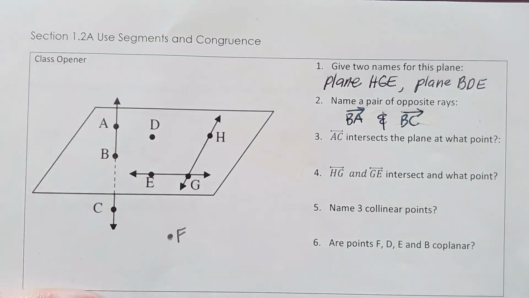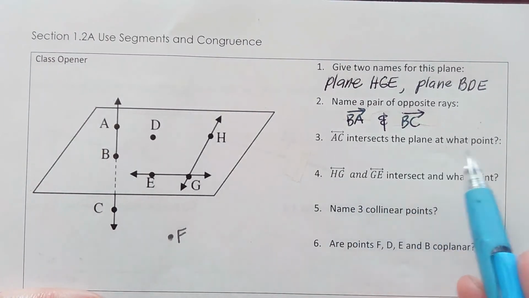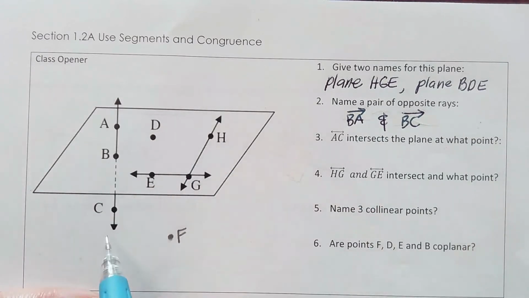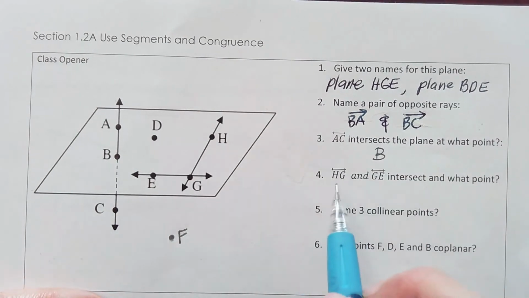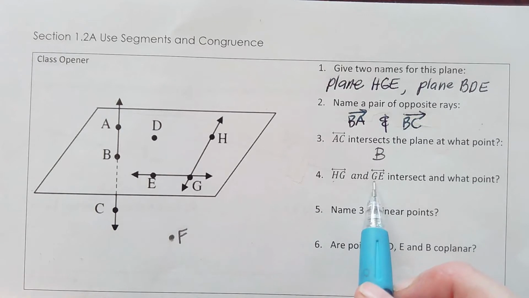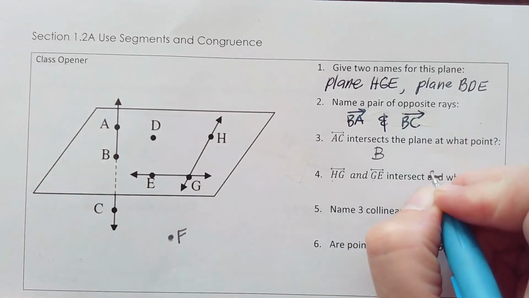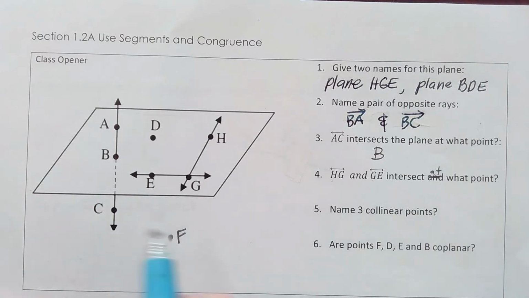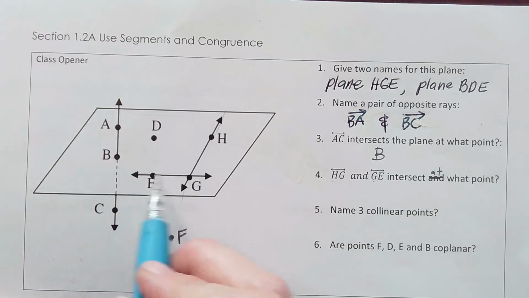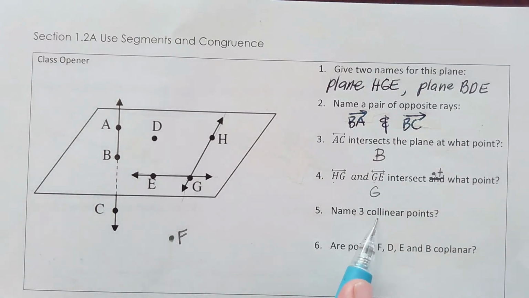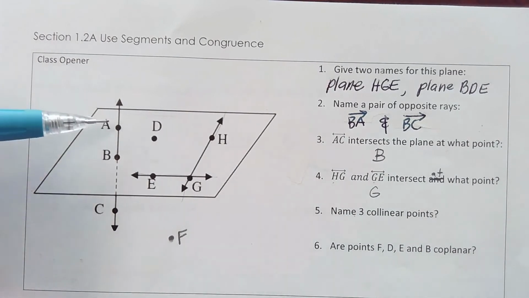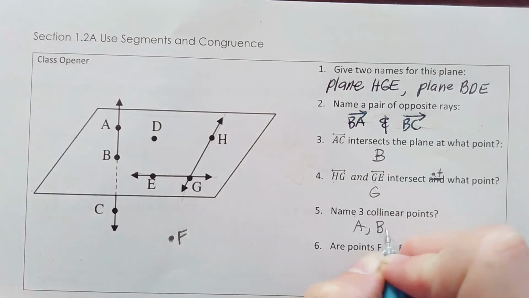Okay, question 3. Line AC intersects the plane at what point? So AC is piercing through the plane at point B, capital B to name a point. Next: line HG and line GE intersect at what point? Let's see, so HG and EG or GE intersect at point G. Name 3 collinear points. That means 3 points that are all in a row. And it looks like my only option is points A, B, and C. They're all on that same line, A, B, and C.